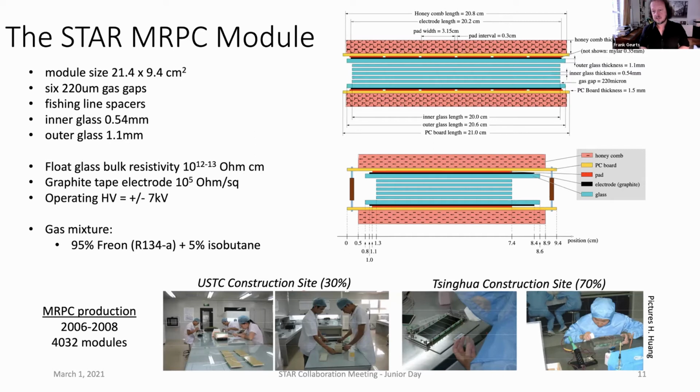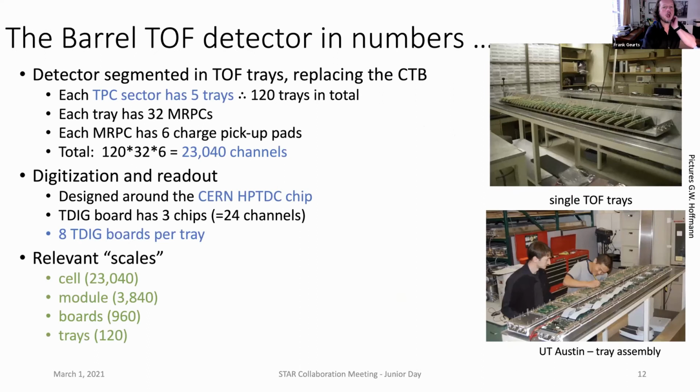Again, for example, for CBM, much of the construction took place at these sites as well. And at Tsinghua, there's indeed a lot of industry really developed around the applications of MRPC, not only in detectors, but also in detection facilities, for example, for harbors where MRPCs in fact are used in scanning of containers and stuff like that. All right, the barrel timer flight detector in numbers.